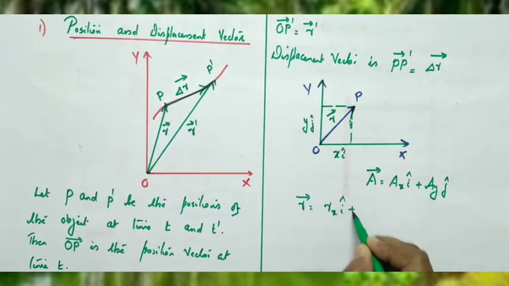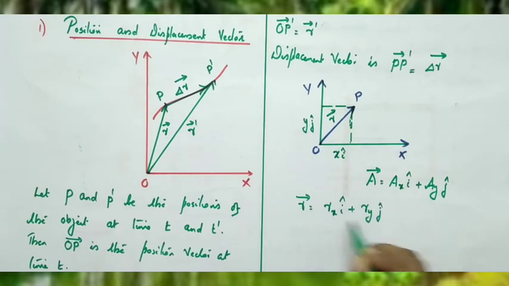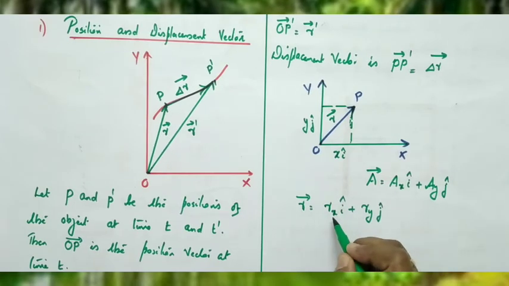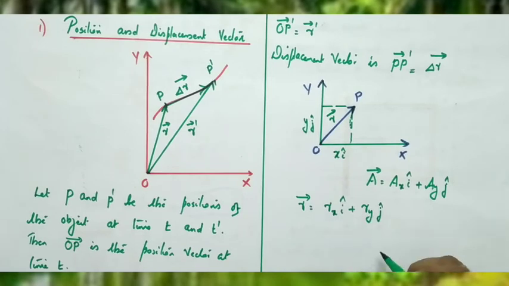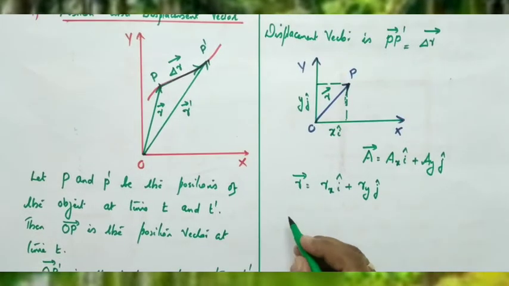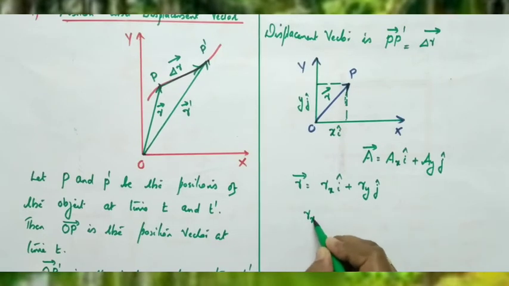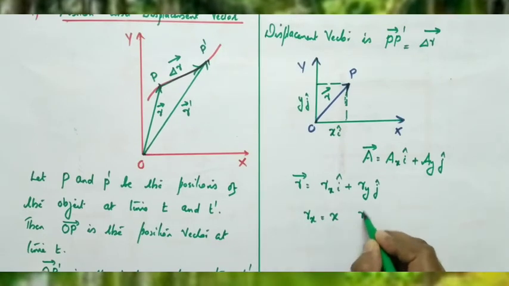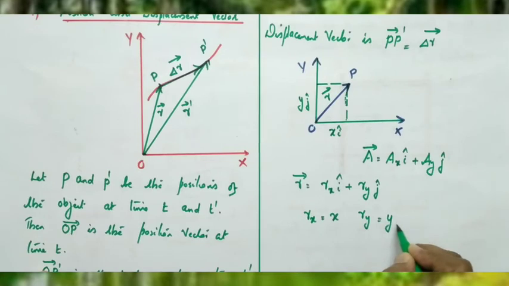Rx I cap plus Ry j cap. What is Rx? The distance along the x direction. What is Ry? Distance along the y direction. Here Rx is usually represented as X, and Ry is usually represented as Y.